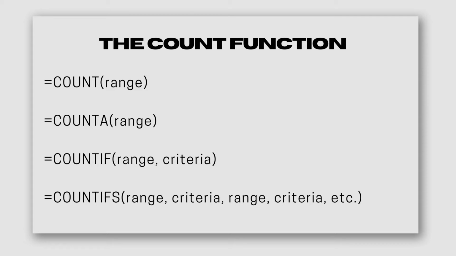marks. If you want to count data with multiple criteria across two or more columns, you can use the COUNTIFS variation. Simply separate each range and criteria by a comma until you've included all of your desired criteria. Let's take a look at what these functions look like in action.